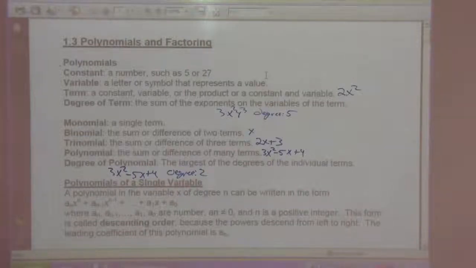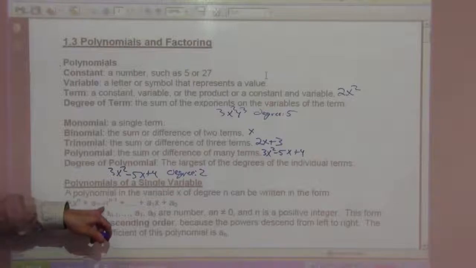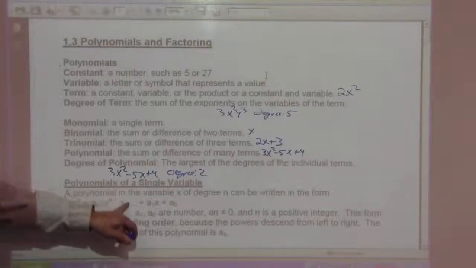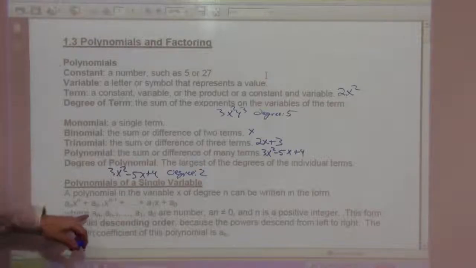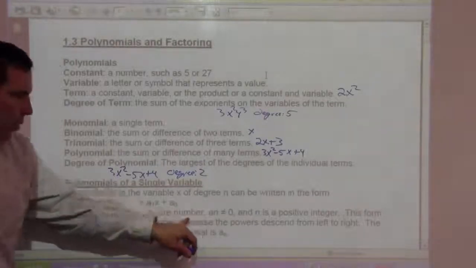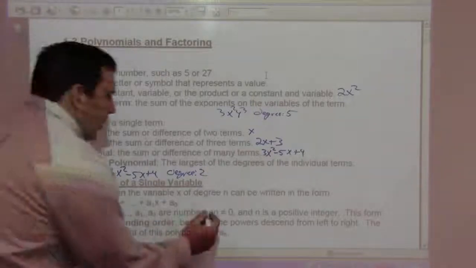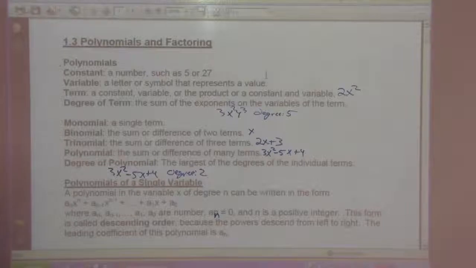Okay, polynomials of a single variable, what we're going to use mostly. A polynomial in the variable x of degree n can be written in the form a sub n x to the n plus a sub n minus 1 x to the n minus 1 plus dot dot dot plus a1x plus a sub 0, where a sub n minus 1 through a1, a0 are just numbers, a sub n is not equal to 0, and n is a positive integer.